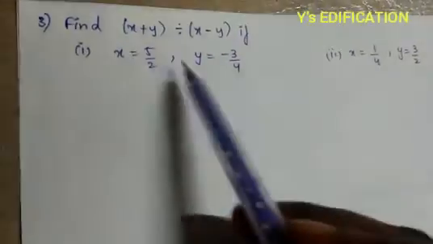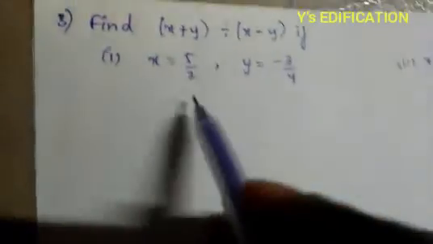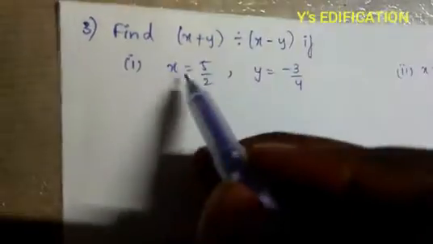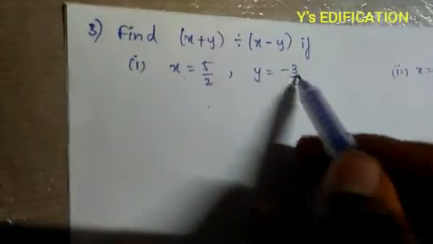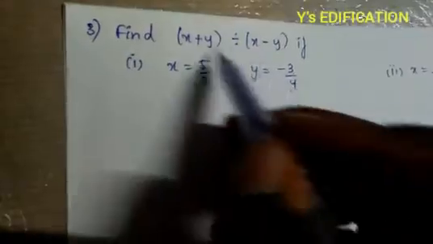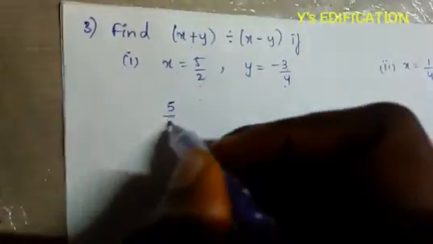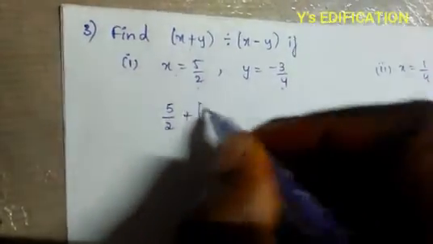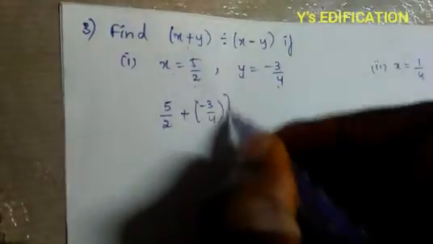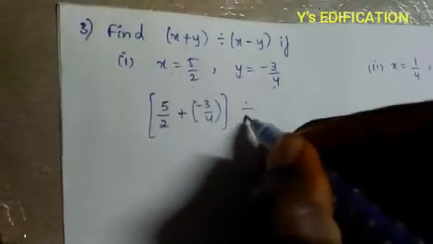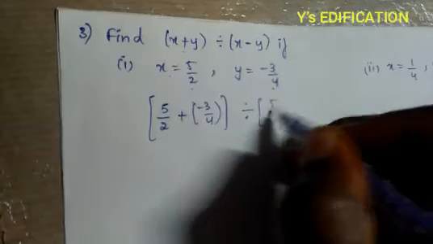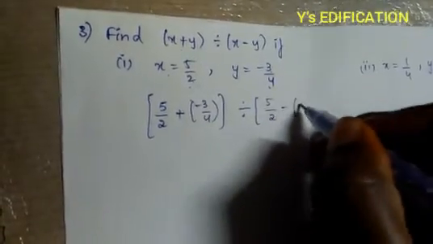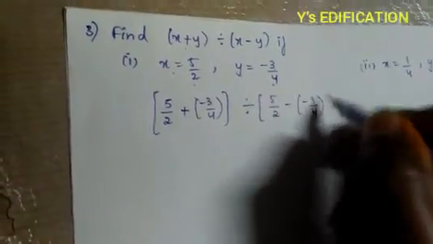Okay, the x value and y value are given, so let us do this one first. x is equal to 5 by 2, y is equal to minus 3 by 4. We have to substitute these two values in this equation. x means 5 by 2 plus y means minus 3 by 4, divided by x value, 5 by 2, minus y value, minus 3 by 4.